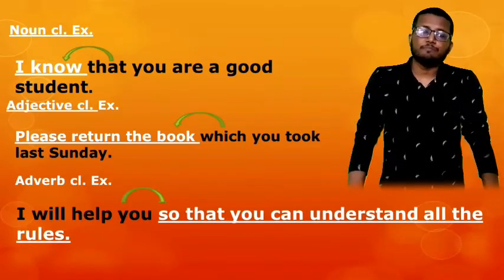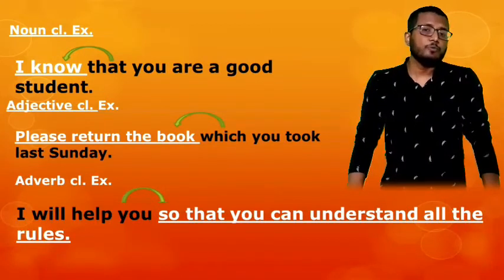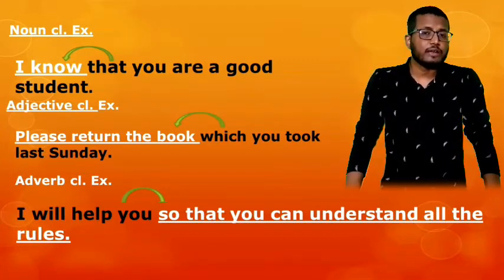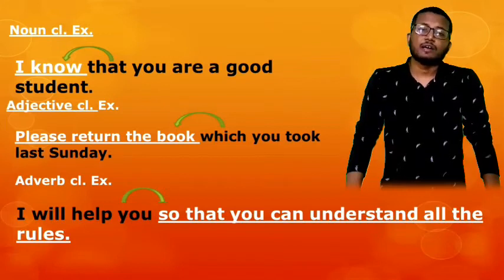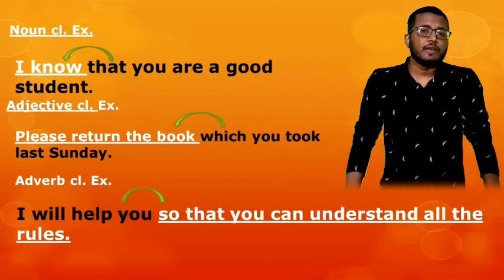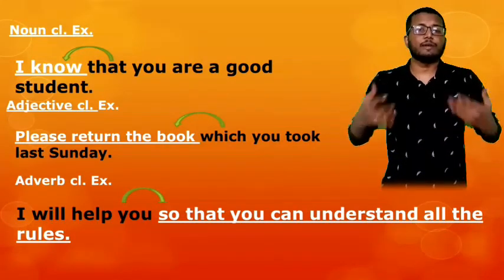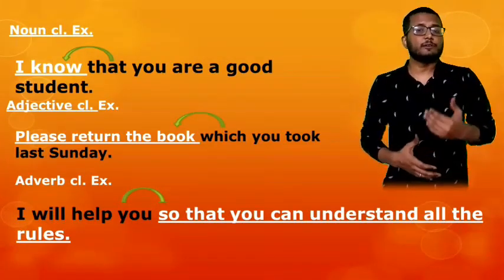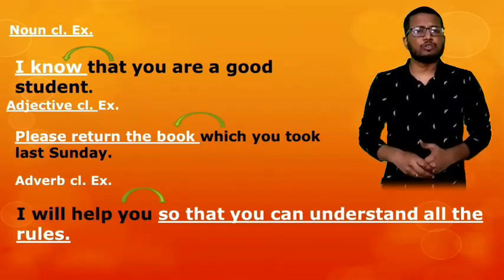So these three examples I have shown you. In the noun clause example, how the noun is working. In the second example, the adjective clause, how the adjective is working. And the third one, the adverb clause, how the clause is working as an adverb in the sentence. So first of all, we came to know what a clause is and how many types of clause there are. Then we came to know that clauses are of two types, independent clause and dependent clause. Then we came to know that dependent clauses are of three types: noun clause, adjective clause and adverb clause. What is a noun clause, what is an adjective clause, what is an adverb clause.